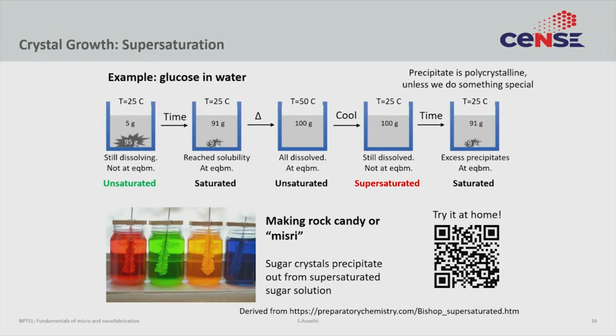Fundamentally, that is what we are trying to achieve when we are trying to make single crystal silicon using the Czochralski method. Here is, by the way, a QR code of how you make rock candy at home. Those of you who are experimentally inclined may want to try it one day. It's fun.